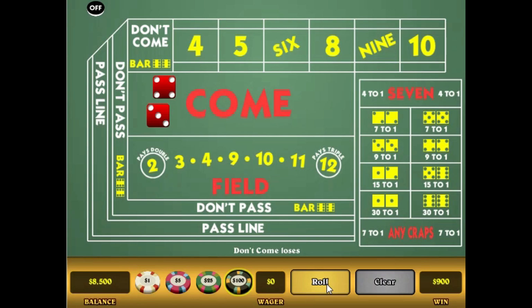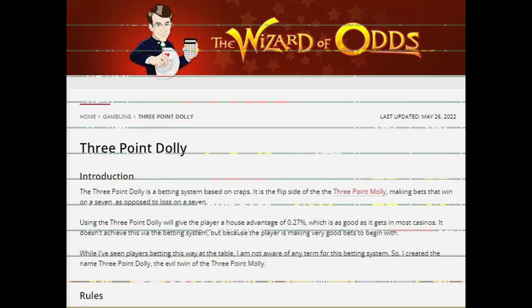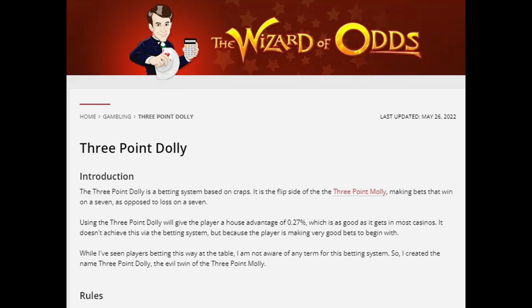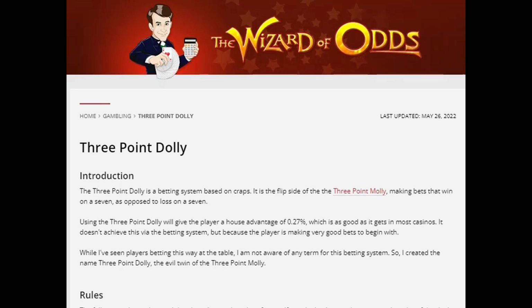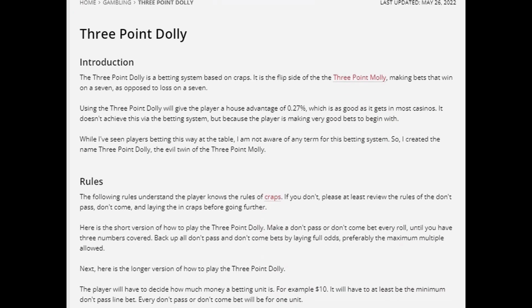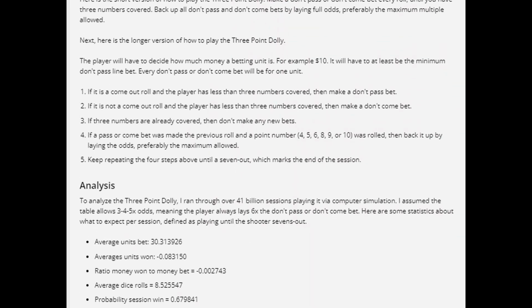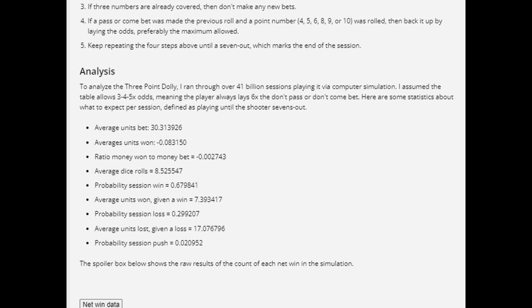So that's an example of the 3-point dolly when things don't go so well. Next, I would like to show you some information I have about the 3-point dolly on my website at Wizard of Odds. So I start out by explaining what I have covered in this video, how to actually play the 3-point dolly. But the heart of this was my computer simulation. I ran over 41 billion sessions of the 3-point dolly to see how it worked out overall.